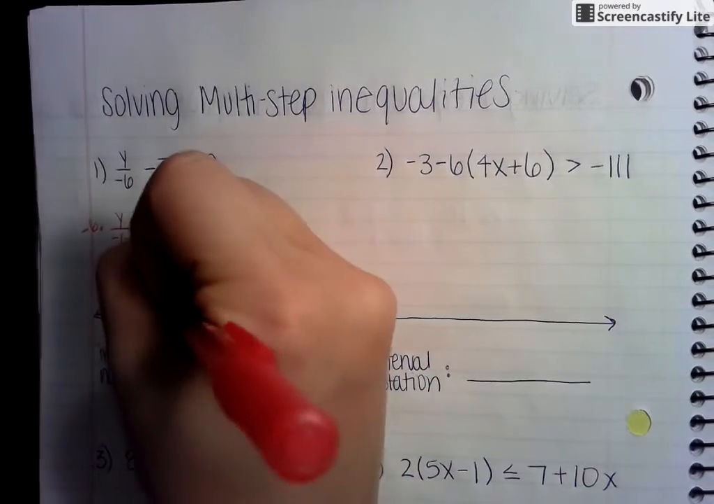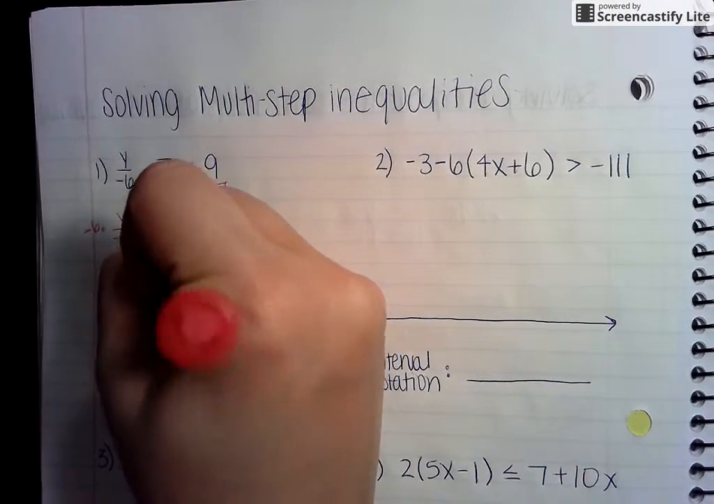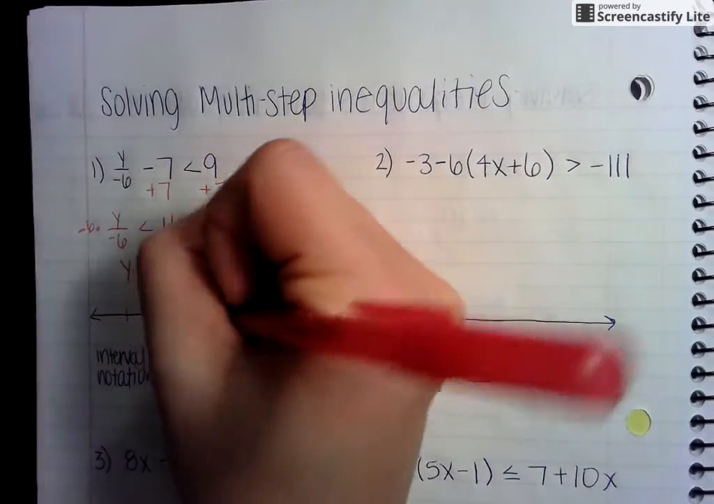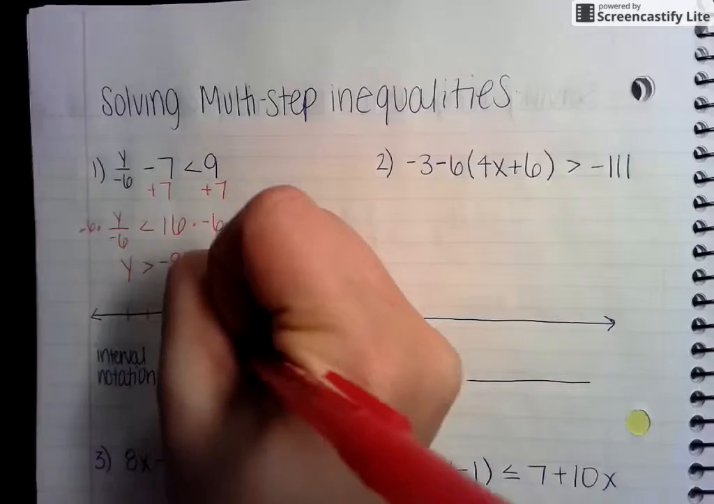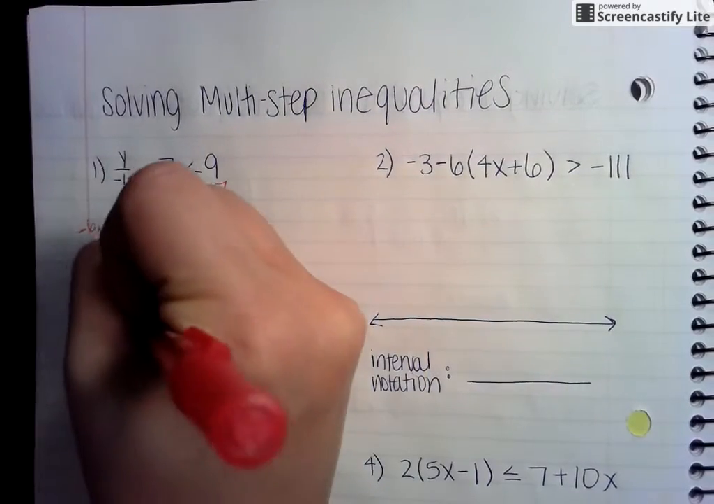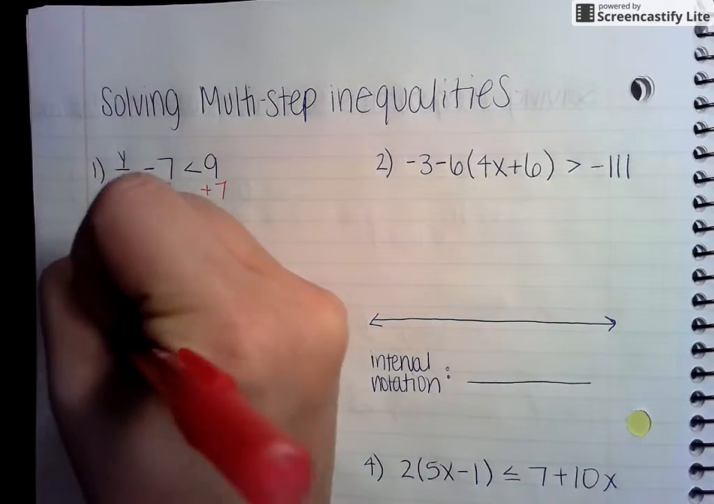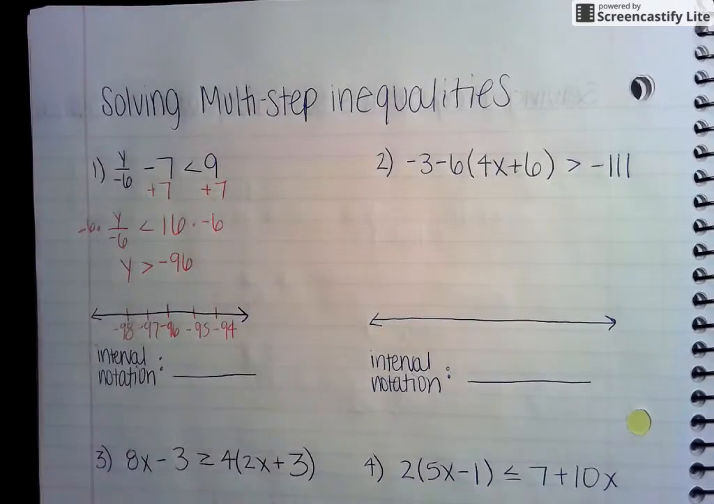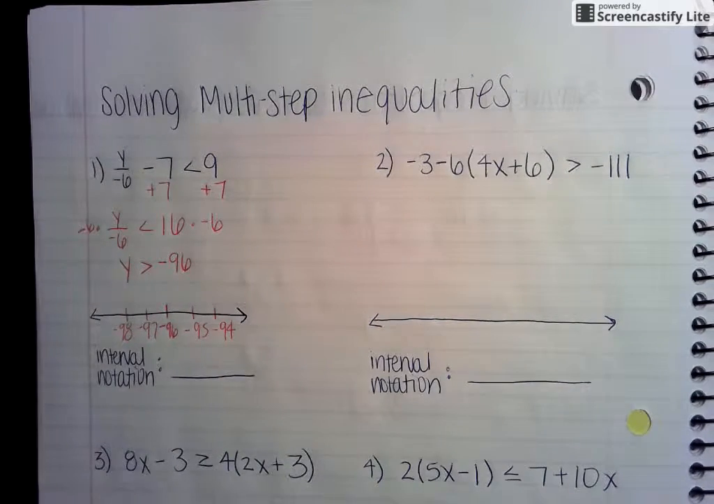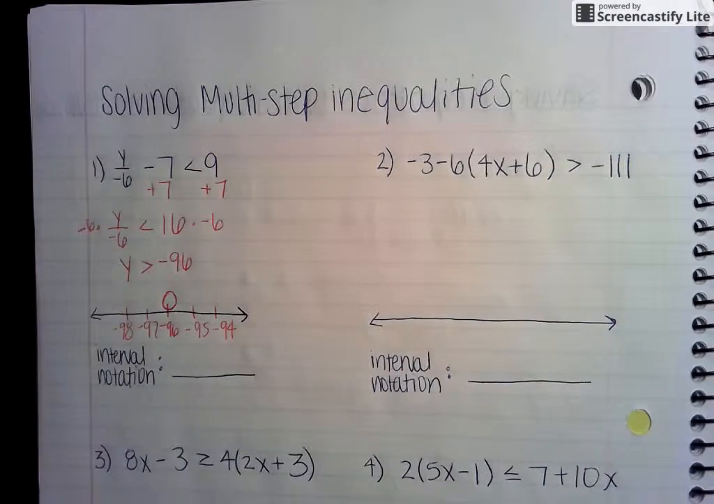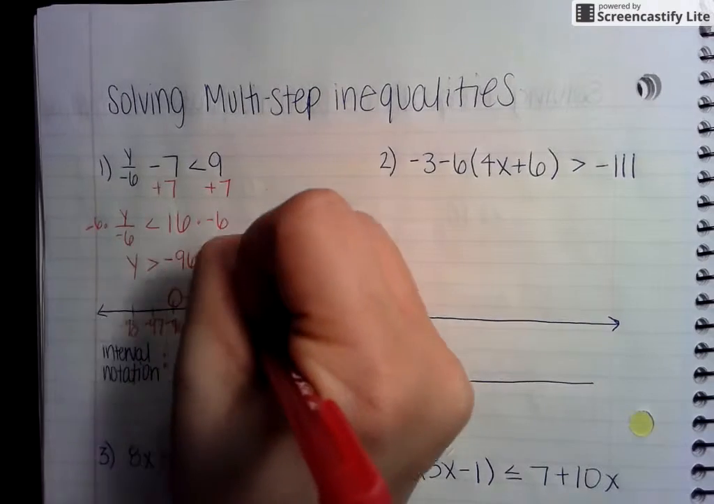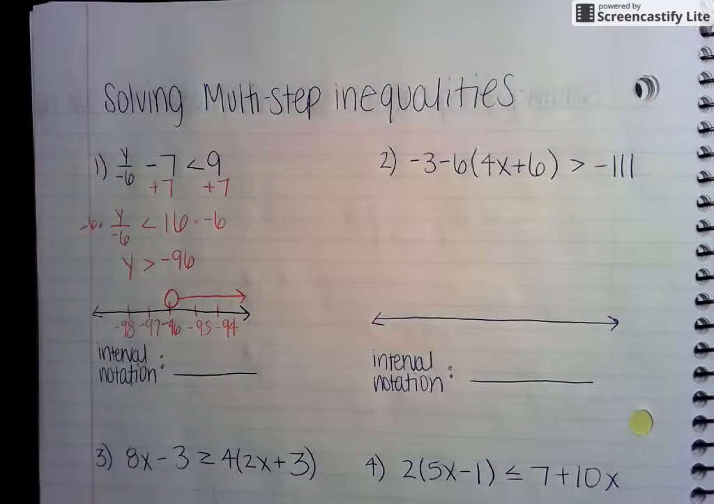So in this case, I'm going to put -96 in the middle. I'm going to put two numbers to the left and two numbers to the right. So I have -95, -94, and then I have -97 and -98. So because it is a greater than symbol, it's going to be an open circle. And I want numbers that are greater than -96. So it's going to face to the right because -94 is a number that is greater than -96.